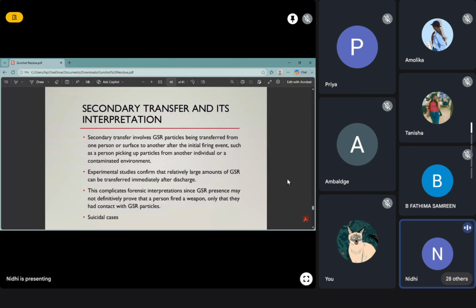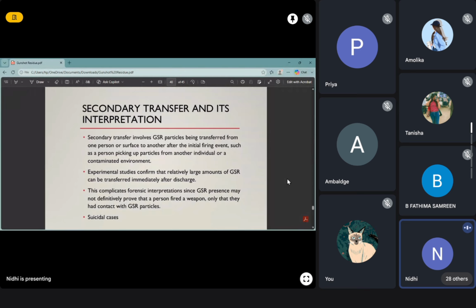Then comes experimental studies. It confirmed that a relatively large amount of GSR can be transferred immediately after the discharge, because people tend to do certain things after killing someone. They might wipe their hands on their clothes. They might go to someone and shake their hand, maybe their friends. They might drink a glass of water, so the GSR will get transferred to that glass.